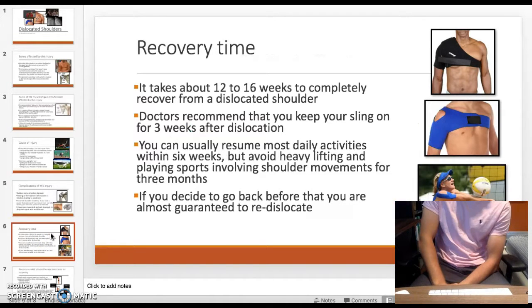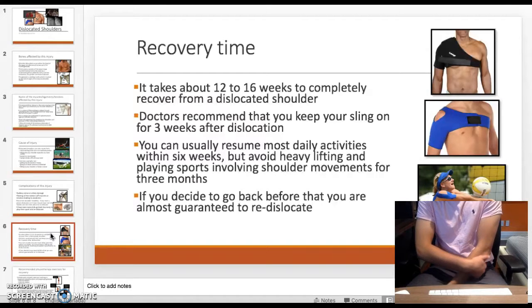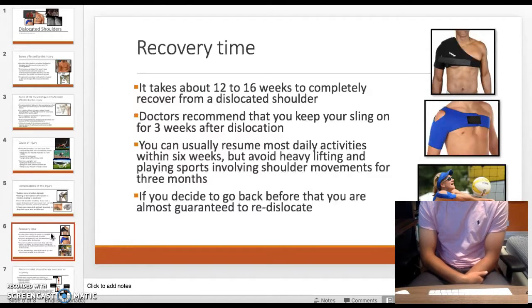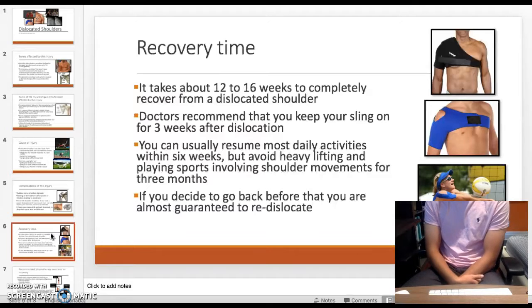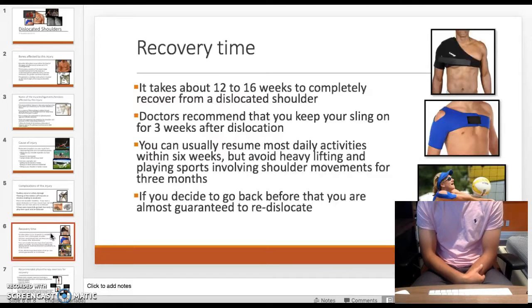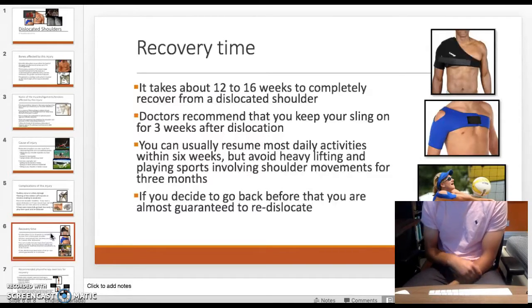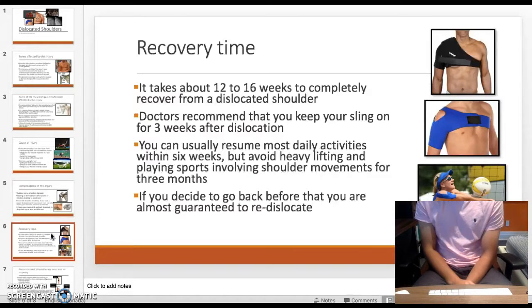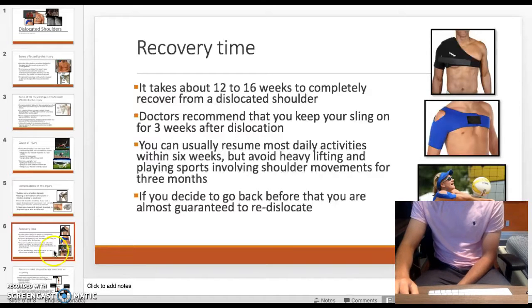So recovery time. It depends on your body and how serious your injury is, but it takes up to 12 to 16 weeks to completely recover from a dislocated shoulder. Doctors recommend that you keep your sling on for 3 weeks after dislocation with minimal movement. And then you can usually resume most daily activities within 6 weeks, but avoid the gym and heavy lifting, and also playing contact sports involving shoulder movements for 3 months. And like I said before, if you decide to go back before, you are pretty much guaranteed to redislocate.